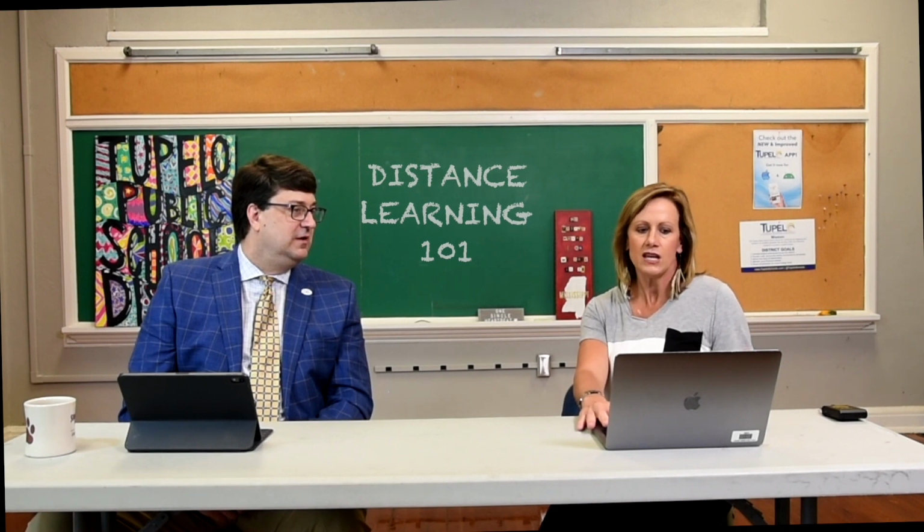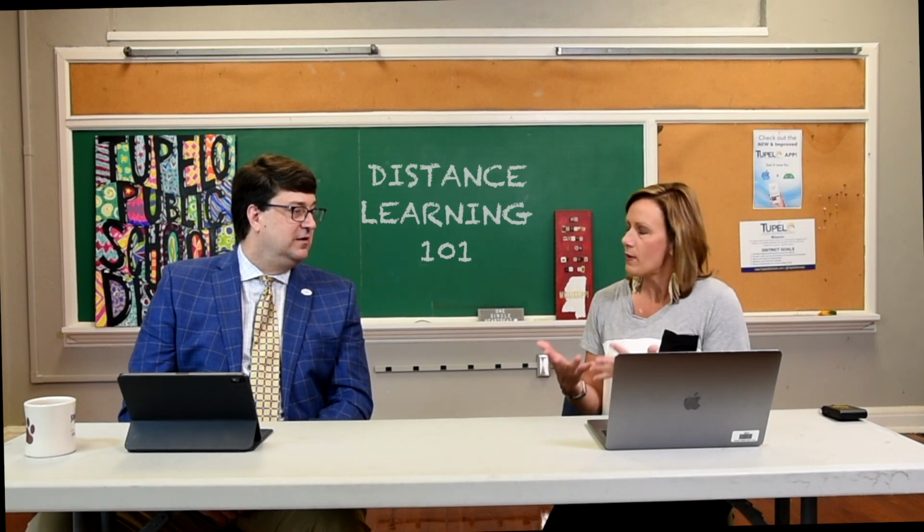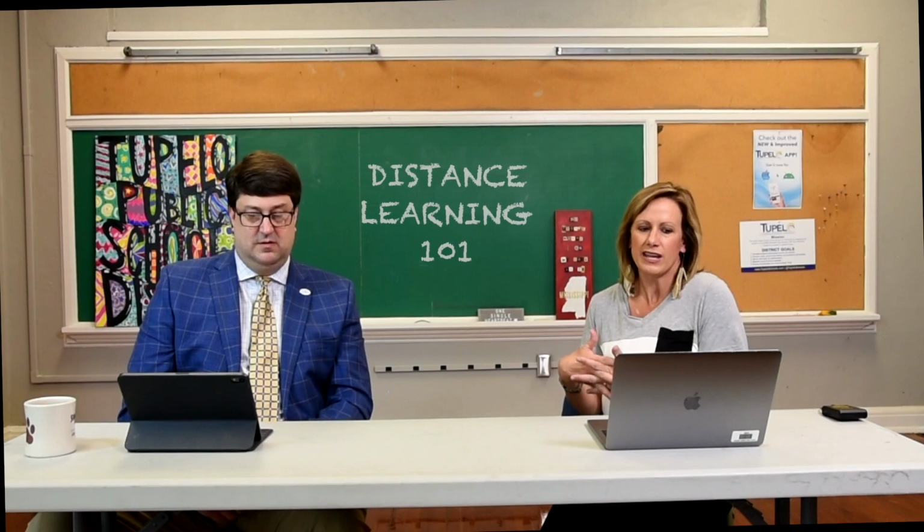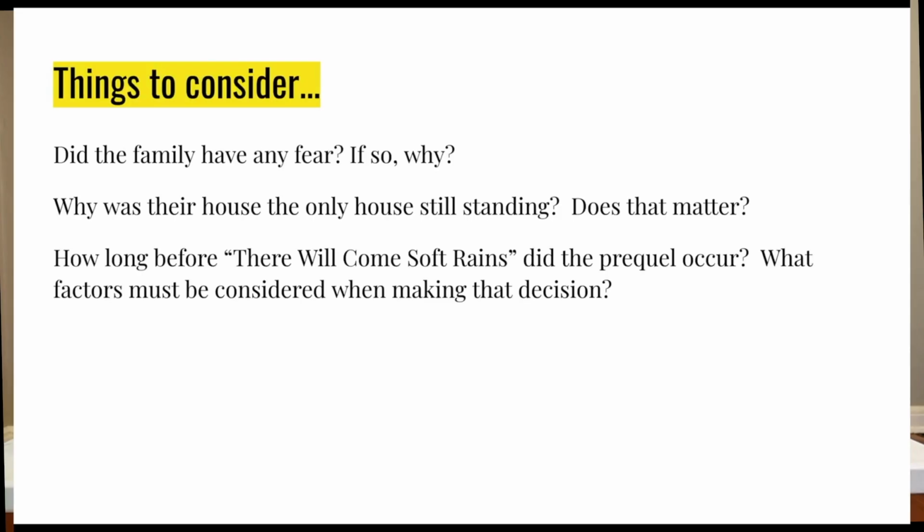And so then we talk about character development, and then we go about, did the family have any idea that this might happen? Were they aware? Because during the 1950s, and I kind of give a little history, people did build bomb shelters. They were afraid. So did this family have fears in 2026? And we just kind of talk about that, and how long before did the prequel begin?